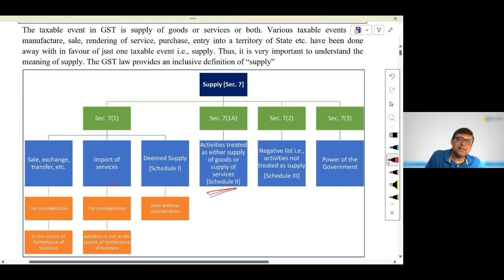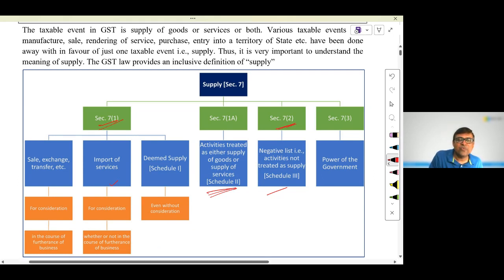Section 7.1a provides certain clarification regarding whether a particular supply is a supply of goods or a supply of services. Section 7.2 provides a negative list. That means these transactions, these activities, are not treated as supply. Hence, the question of GST does not arise on this type of transactions.